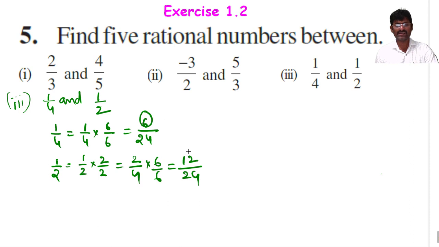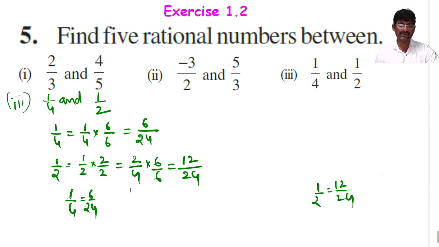Between the numerators 6 and 12, what are the numbers we have? 7, 8, 9, 10, 11. So exactly 5 numbers are there. So we can write like this. 1 by 4 here, that is equal to 6 by 24, be sure. And 1 by 2 here, that is equal to 12 by 24, you see here. Between 6 and 12, we have what are the numbers? 7, 8, 9, 10, 11. So write by 24 in each case. By 24, by 24 like this.